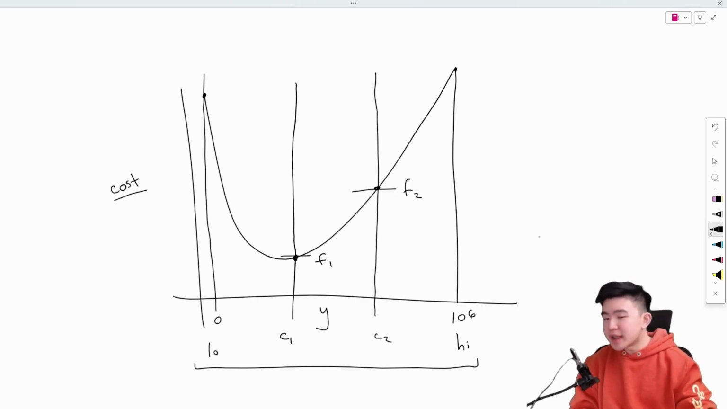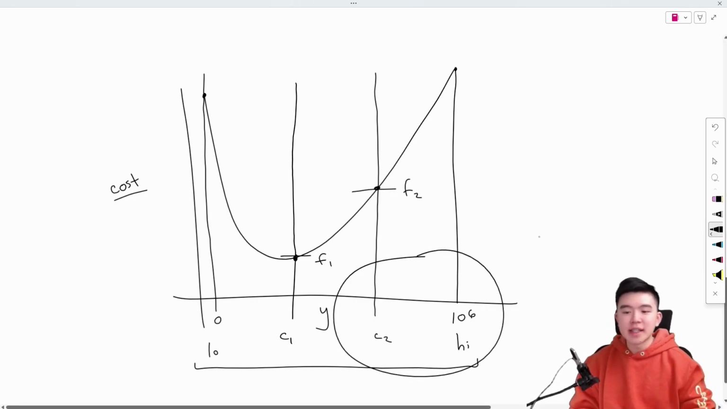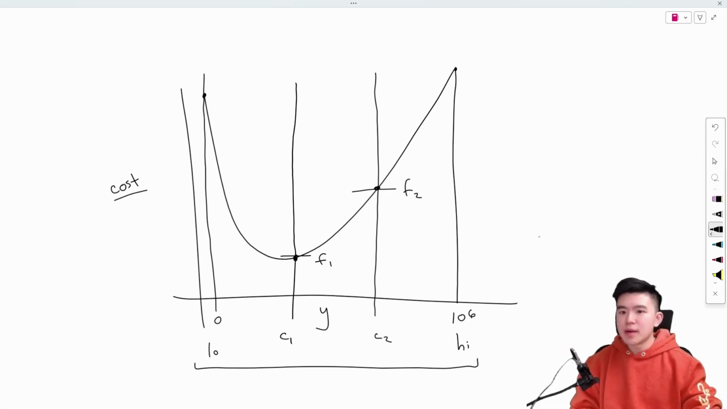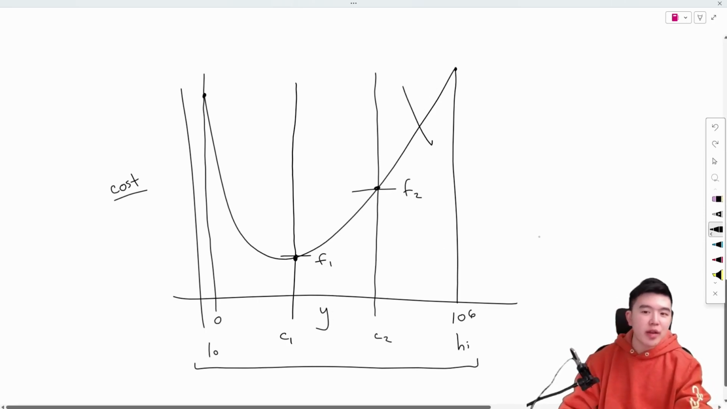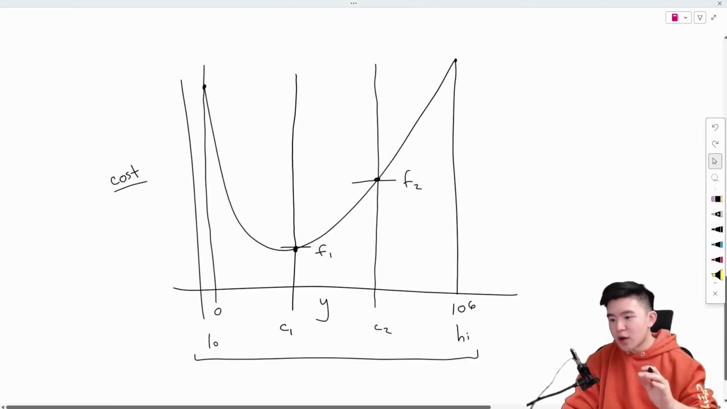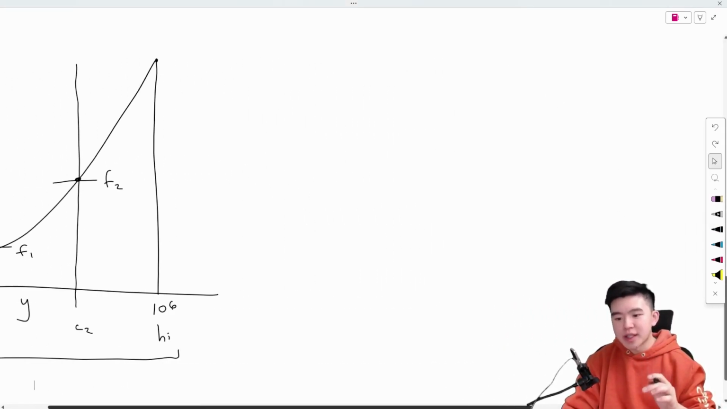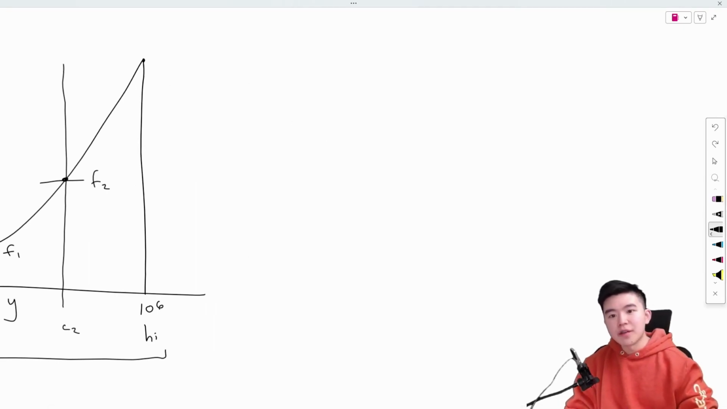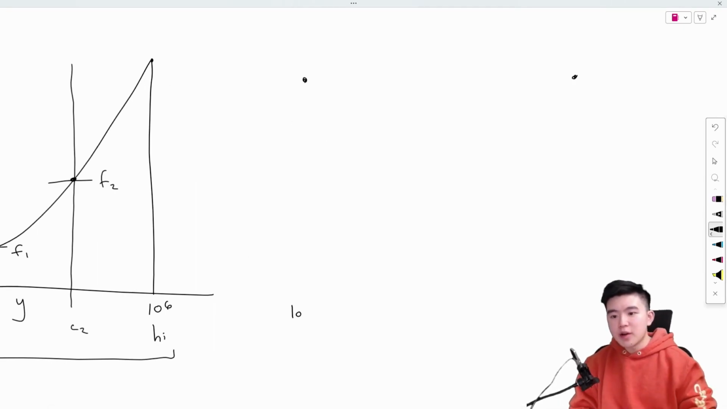From the picture, we can immediately see that this third, C2 to high, is what we're going to cut out because the minimum obviously doesn't lie in this range. But algorithmically, we only have the information of what is low, what is high, what is C1, what is C2, and what are the values of the function at those points. So we have low and high and C1 and C2, and we know what the values of the functions are there, but we don't know what the function looks like in between.